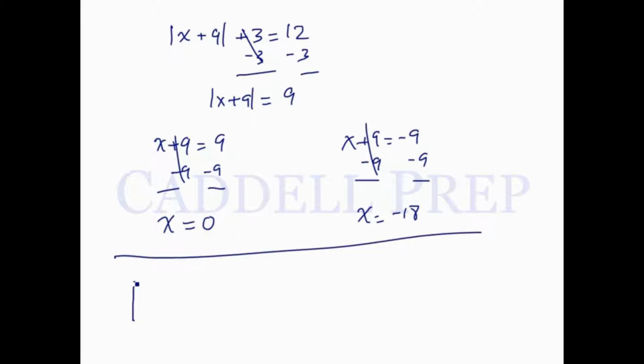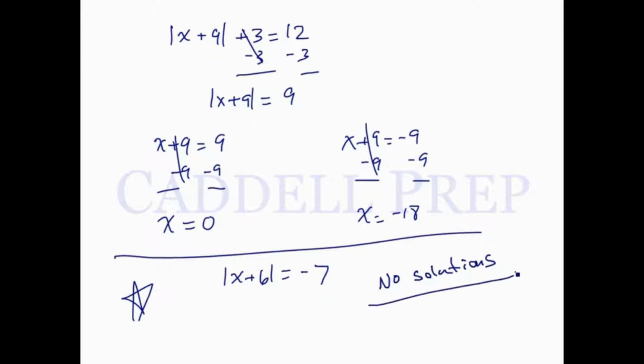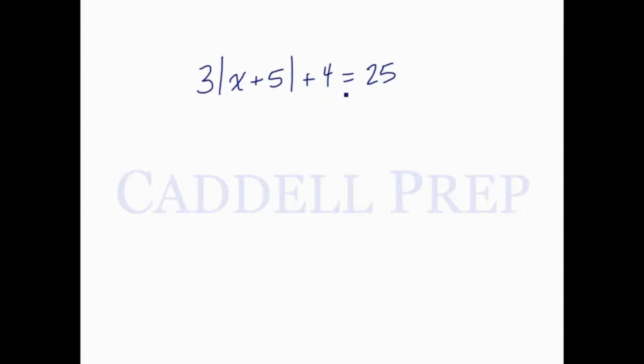Another key point here is that if we had an equation such as the absolute value of x plus 6 is negative 7, this is going to have no solutions. Because the absolute value of anything is going to be either 0 or positive. So it's impossible to have a value for x here that's going to give us a negative answer. So if the absolute value of something equals a negative number, it has no solutions. Let's look at one more example.